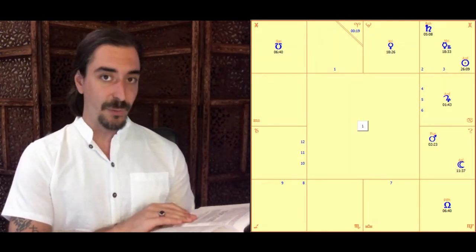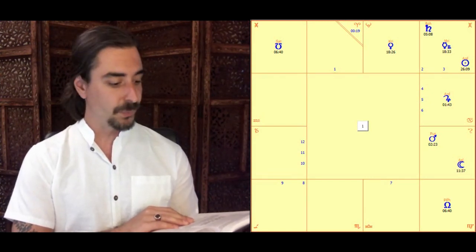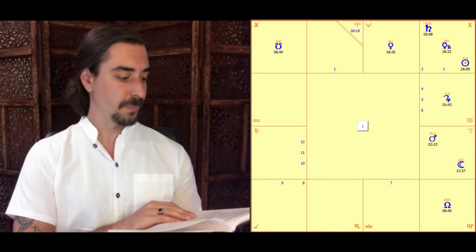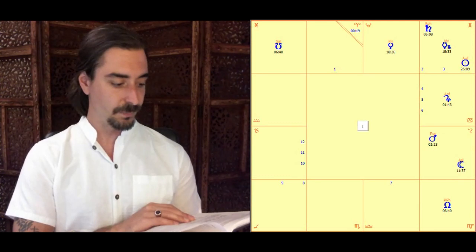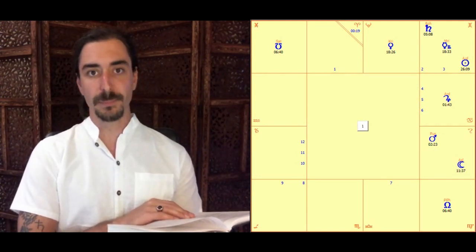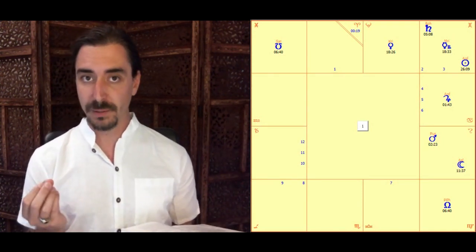The planets in the first drekana give results in the beginning of the dasha, in the second drekana, in the middle of the dasha, in the third drekana, in the concluding part of the dasha. The results of retrograde planets are considered in the reverse order. So there's a lot within this one particular verse.